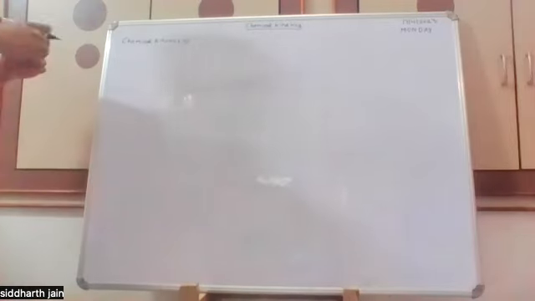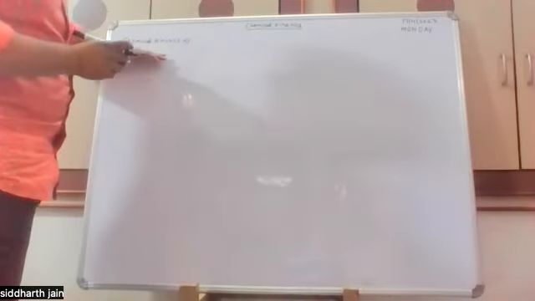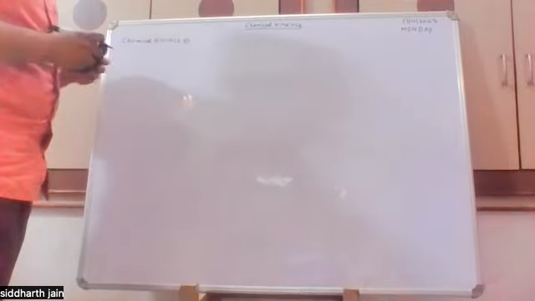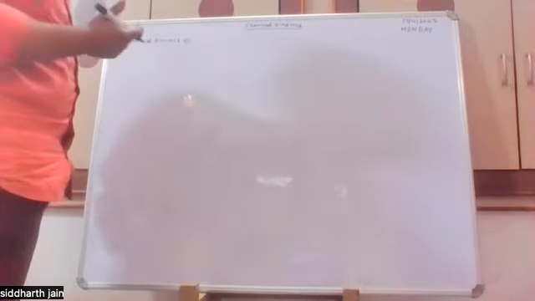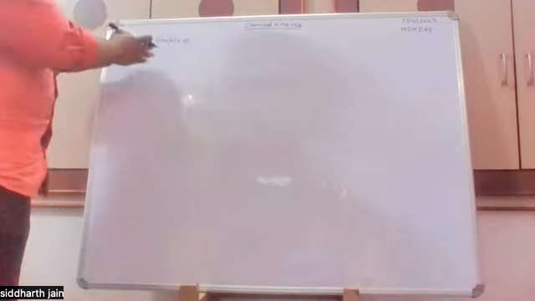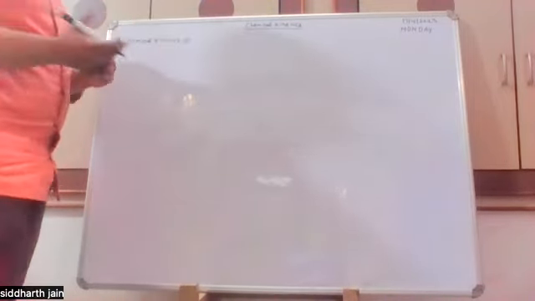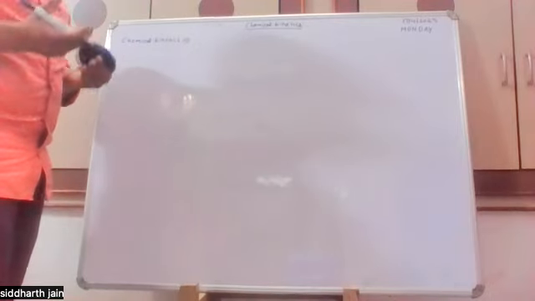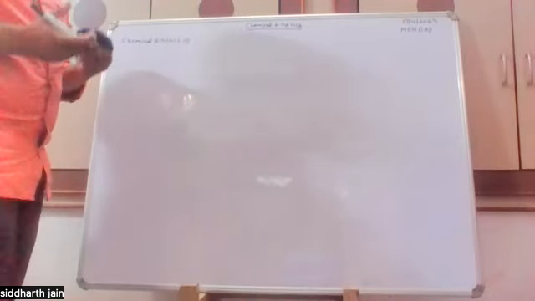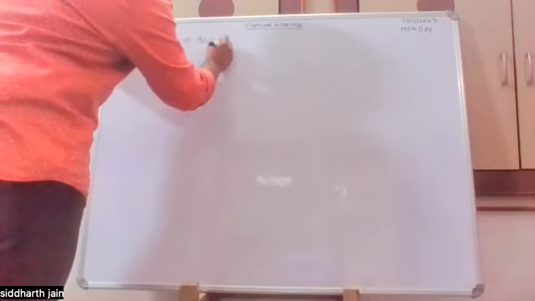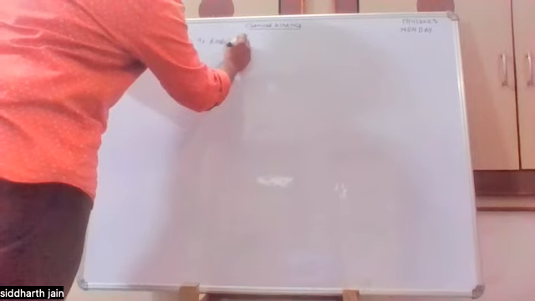In chemical kinetics, we see that there are two terms, chemical and kinetics. So what is meant by chemical kinetics? The first thing that comes to our mind: chemical means chemistry, and kinetics means rate. So it is a branch of chemistry which deals with the rate of reaction.